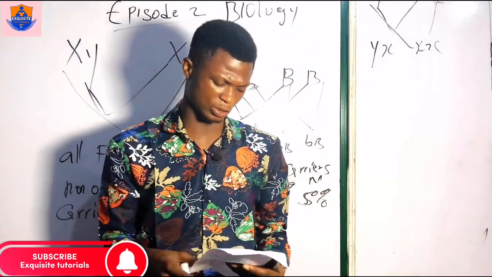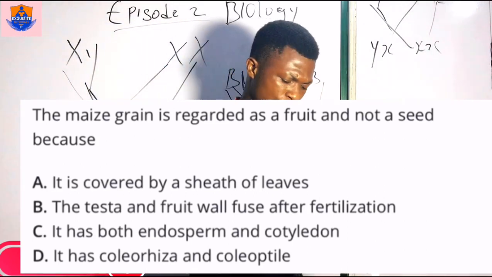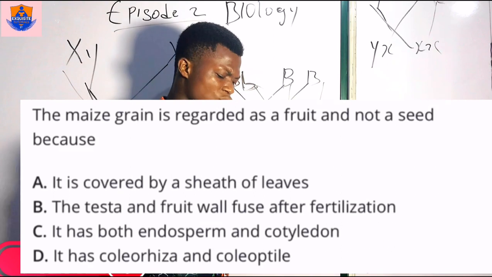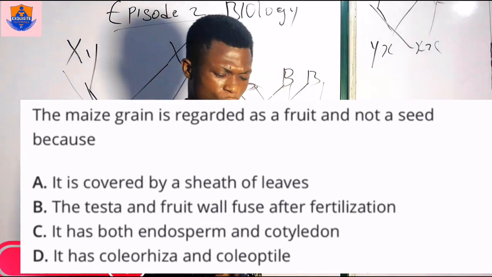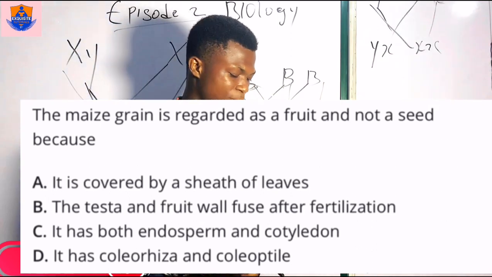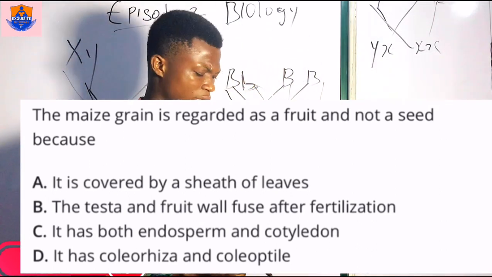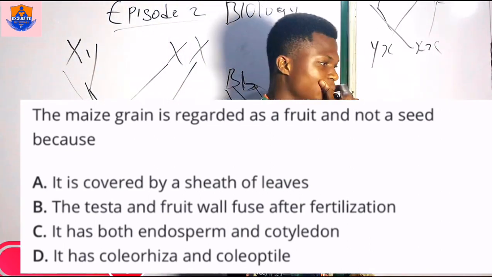Now let's go to the next question. The question says the maize grain is regarded as a fruit and not a seed because: A, it is covered by a sheet of leaves. B, the testa and the fruit were fused after fertilization. C, it has both endosperm and cotyledons. D, the pericarp and the seed coat are separate.